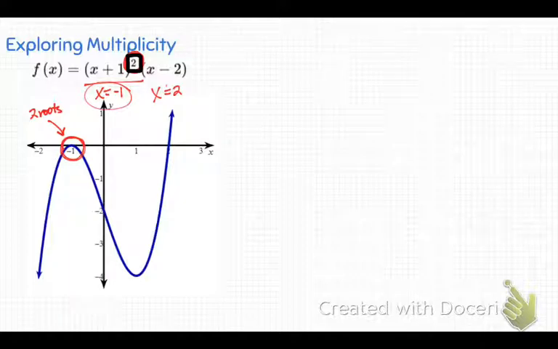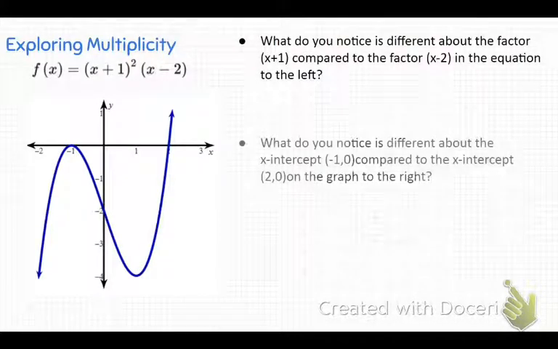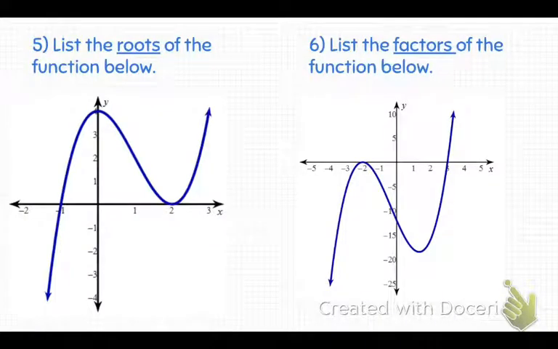So on Friday, all of our graphs went all the way through, right? Now we're going to talk a little bit more about multiplicity. So we answered these questions just now. We talked about the intercepts. So we're going to look at our notes, okay? So on the back side from Friday, there should be 8 graphs. We're going to start with number 5. It says, list the roots of the function below.